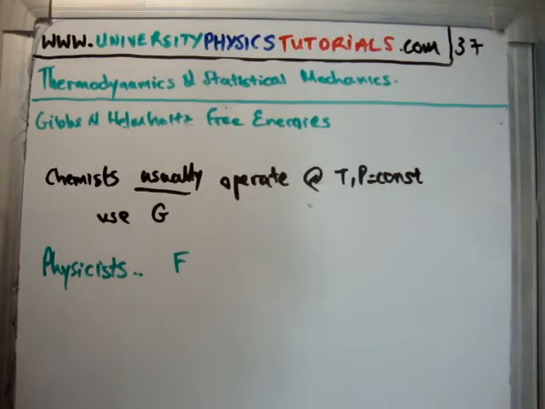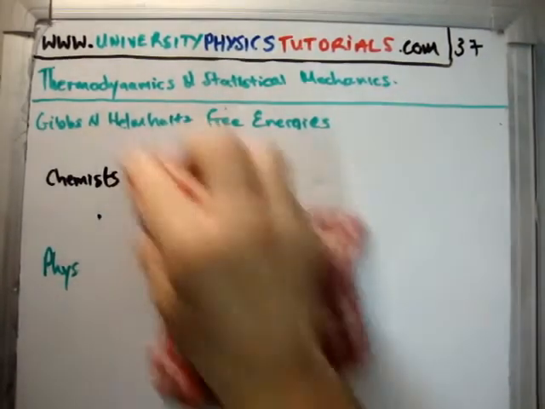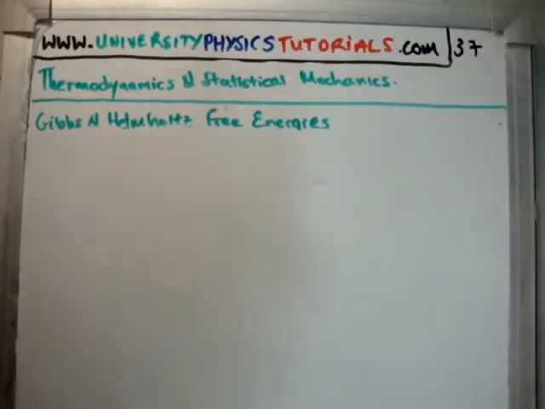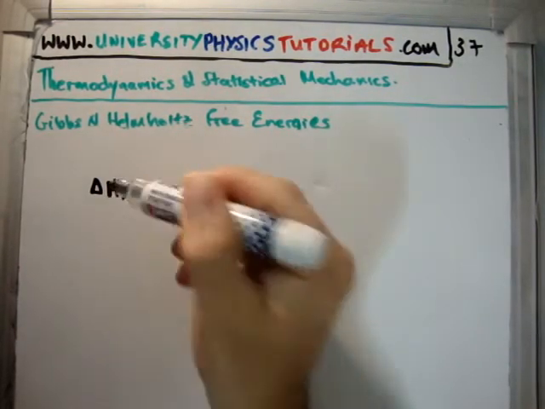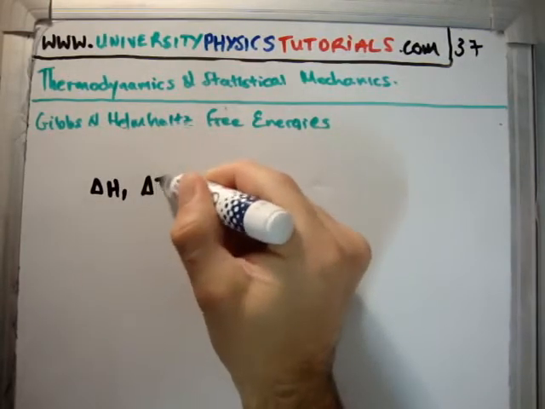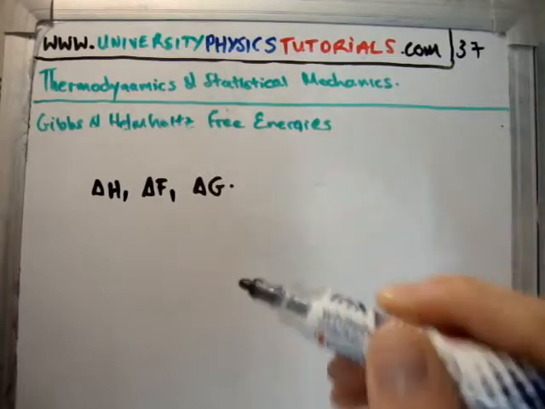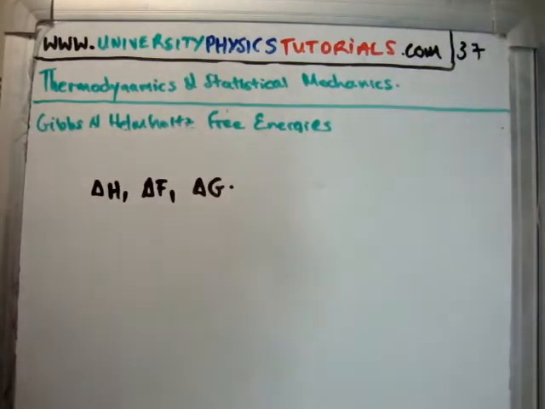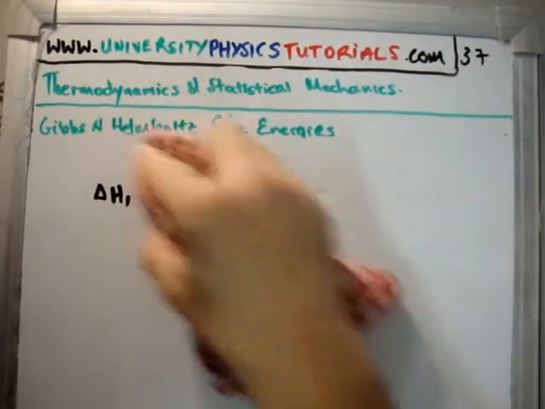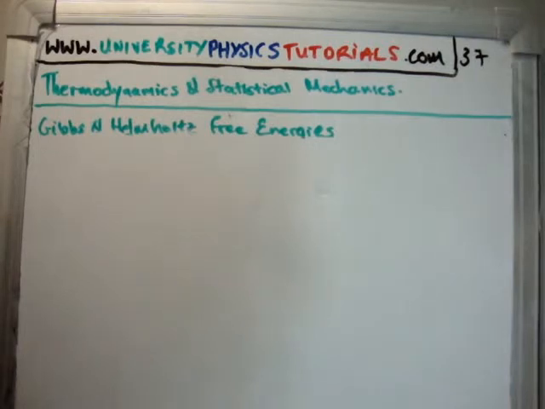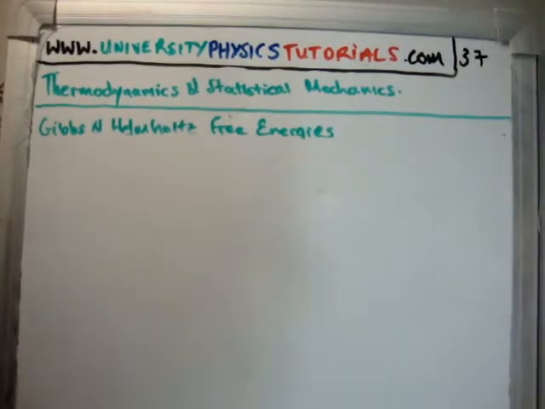Okay, but the main problem here is we only ever get the total Helmholtz or Gibbs free energy or enthalpy back when we fully annihilate our system. But this rarely happens, okay? So usually what we actually examine is the change in the enthalpy, the change in the Helmholtz, and the change in the Gibbs free energy, because it's rare that we actually destroy or annihilate our system. So we usually just look at the changes when we're analyzing what's going on. So we need to look at the changes of our enthalpy, our Helmholtz free energy, and our Gibbs free energy.